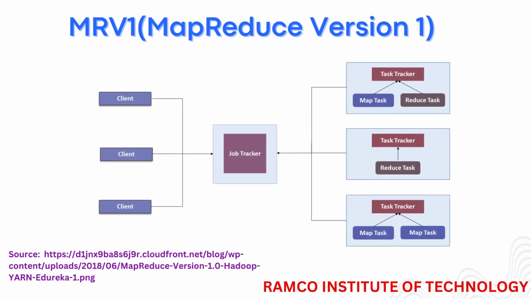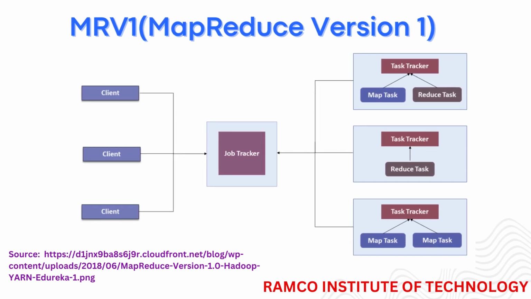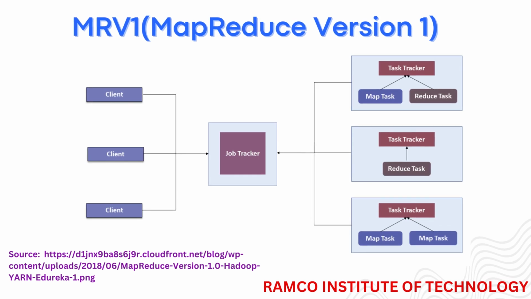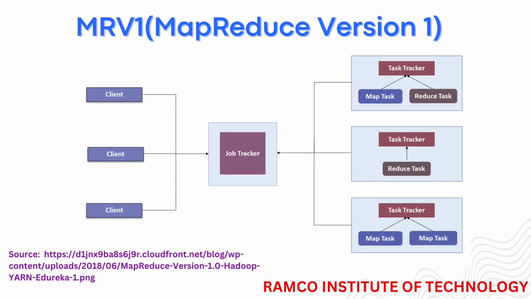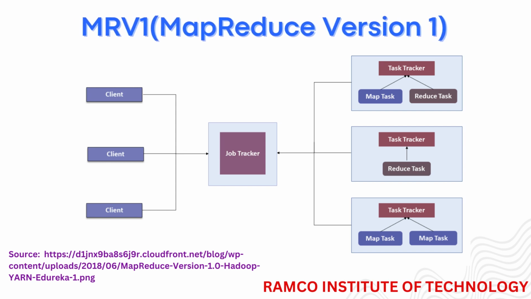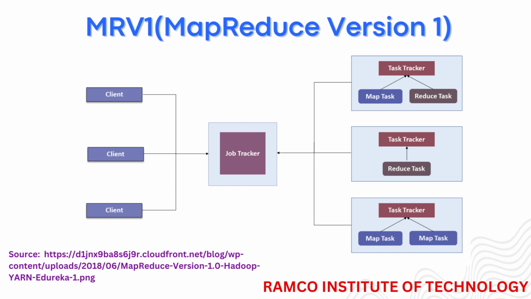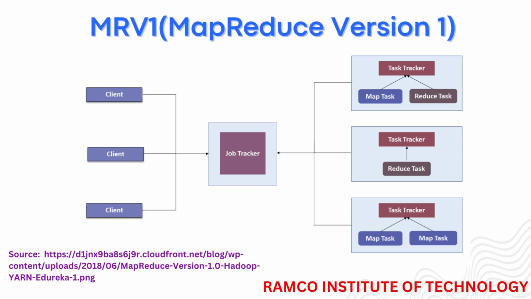So this is the architecture of MapReduce version 1. Here the client provides the data to the job tracker. This architecture follows the master slave concept as that of HDFS. Here the job tracker is considered the master, and there are subordinate processes called task trackers.